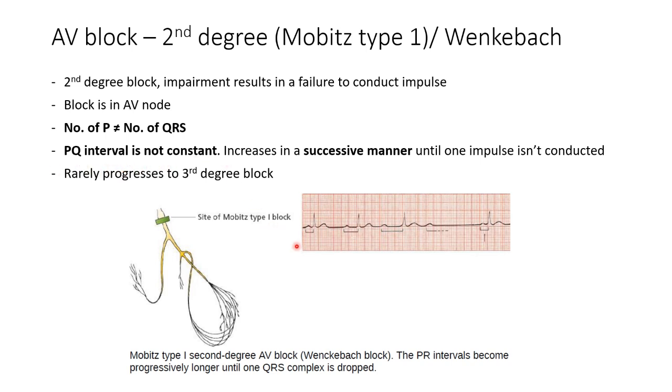It increases in a successive manner until one impulse isn't conducted at all. If you have a look over here, a normal-ish looking PQ, P wave followed by QRS, then the PQ interval is prolonged, then even more prolonged, and then finally a P wave but no QRS seen. So that is a dropped beat. Then it starts up again after that and continues similarly. Those are the features of this, and this rarely progresses to a third degree block, so it's not as serious as having a type 2 AV block of the second degree.